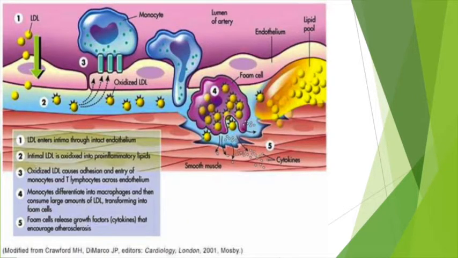Excess LDL enters the intimal layer of the artery endothelium and is oxidized into pro-inflammatory lipids, which attract monocytes. Monocytes cross into the endothelium and differentiate into macrophages. Macrophages consume large amounts of LDL and transform into foam cells. Foam cells release cytokines that encourage atherosclerosis.